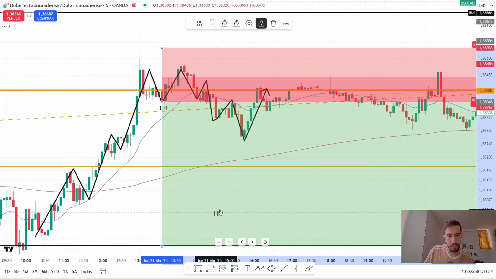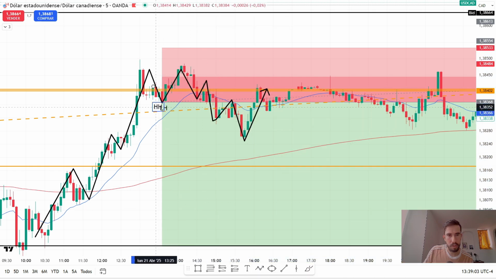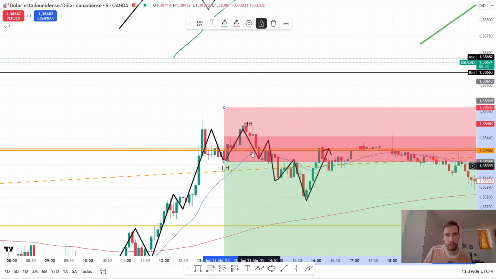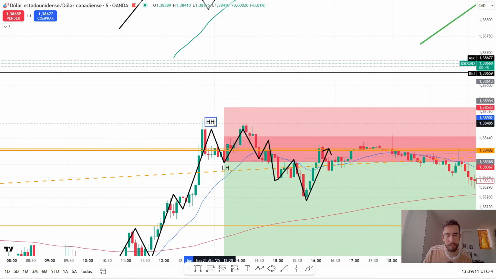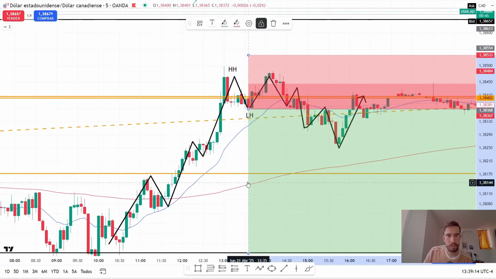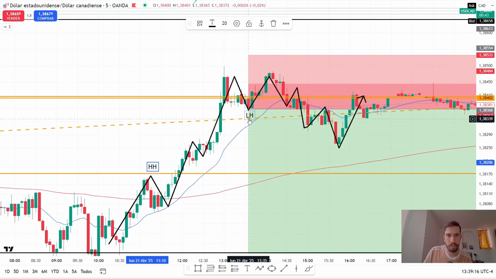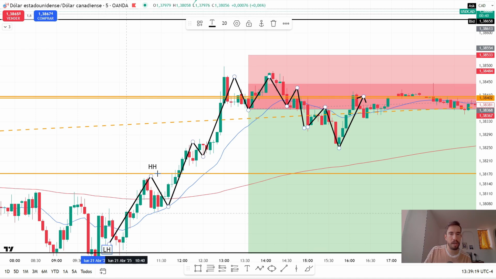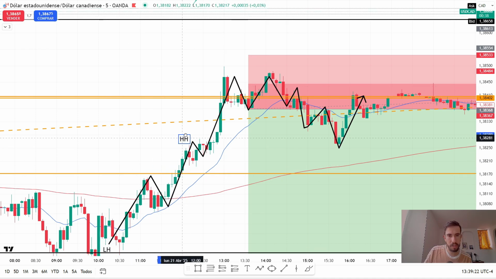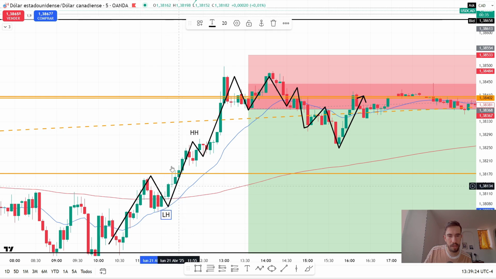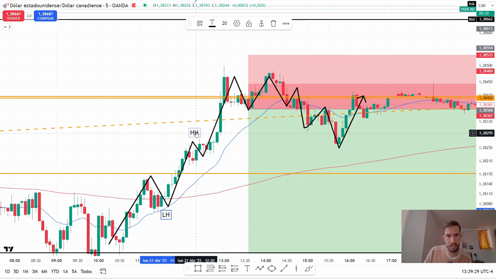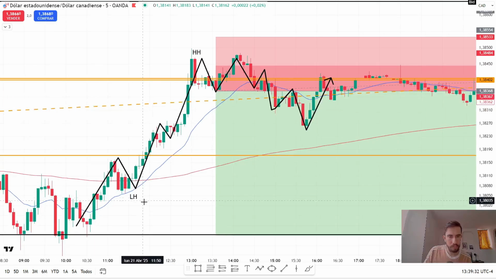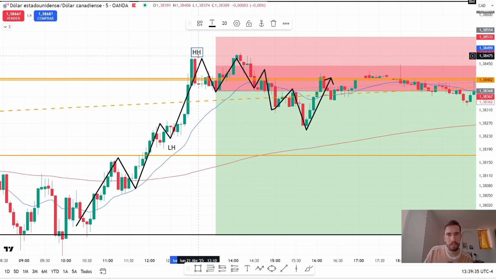Wait. So the higher high will be this one. Sorry, this one. Cannot move this. Okay. So this is not too hard to understand. It's the lower high, higher high, it breaks, so this is the new higher high, therefore this is the new higher low. Market structure, it breaks, higher high, lower point, it goes down.